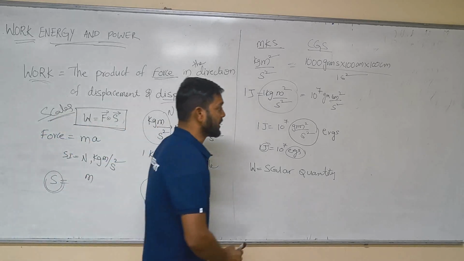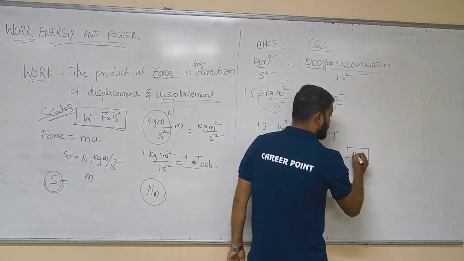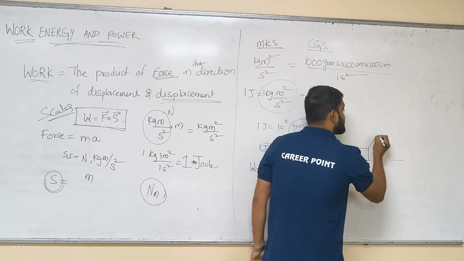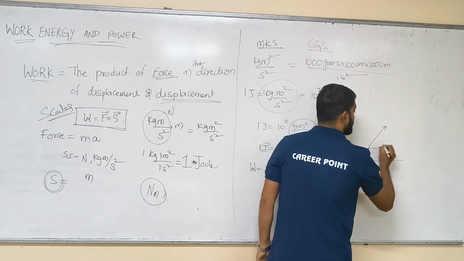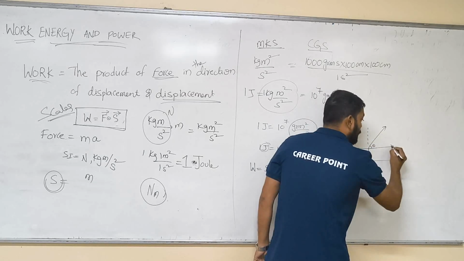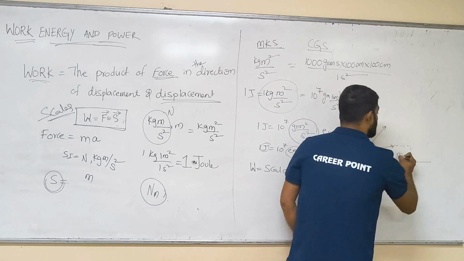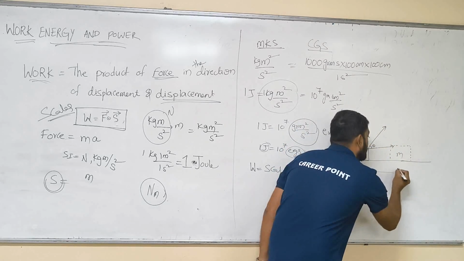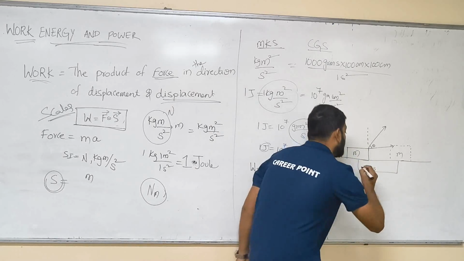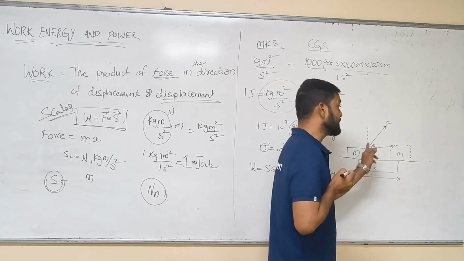So let us do here. Here we have taken a mass m, okay, a mass m on a floor. A force is given in this direction. Let us take angle theta here. So this object is moved towards this. Okay, this mass is moved a displacement of S. So displacement is in this direction, right? And this is my force.